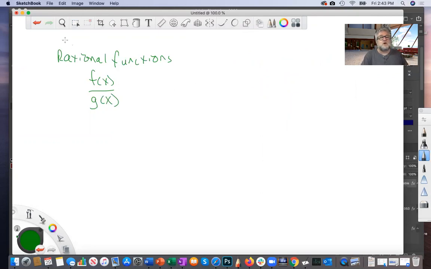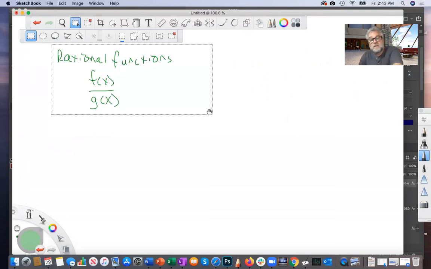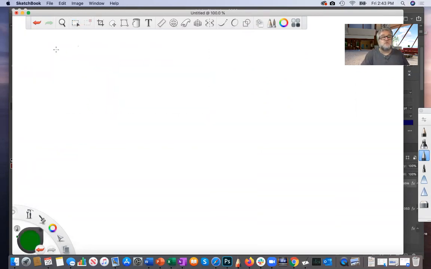Okay, so we're going to be solving rational functions. And there's a rule with rational functions. You cannot divide by 0. If you do, it is no longer rational, so that's bad. So we have to look out for that.